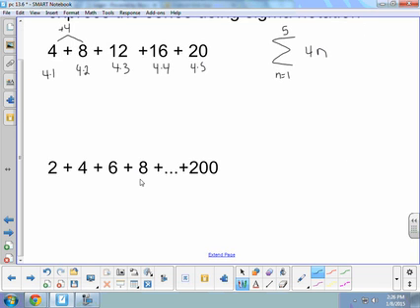Let's do another one. On this, it looks like it's going up by 2 each time, and it's going all the way up to 200. So if I take 200 and divide it by 2, I get 100. So I know n is 100. So let's go ahead and do our sigma. Again, it's up to you which variable you choose. N is going to be my choice here. Sometimes you might see k, you might see i, and it's going from the first term to the 100th term.